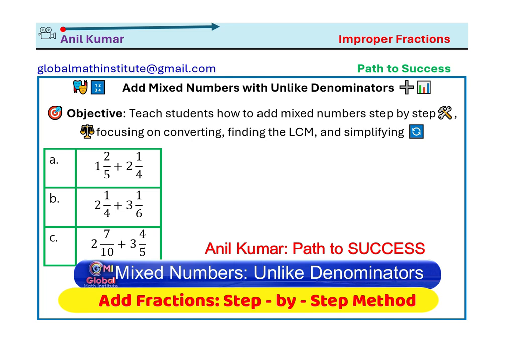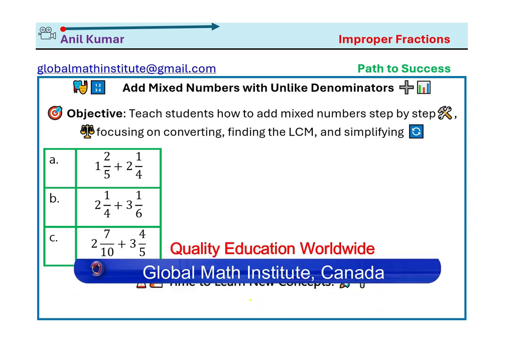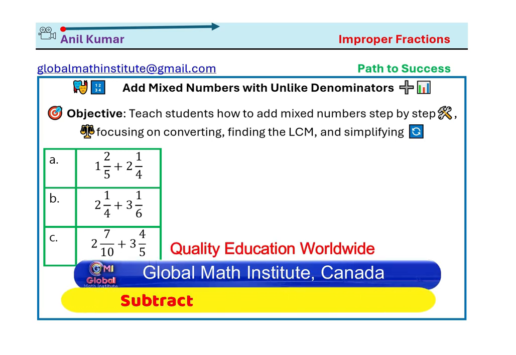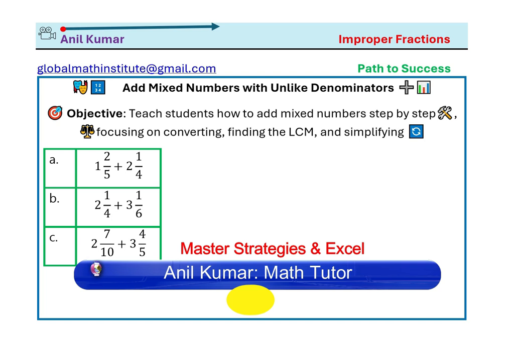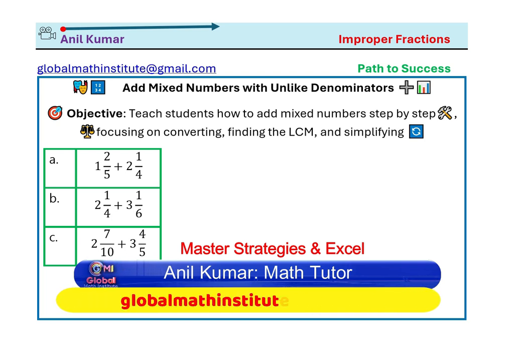Let us understand how we add numbers with unlike denominators. Well, these are mixed numbers. We have three examples before you, and these examples are kind of typical as they will teach you different ways of dealing with such questions. And with that, you will actually master the strategy.